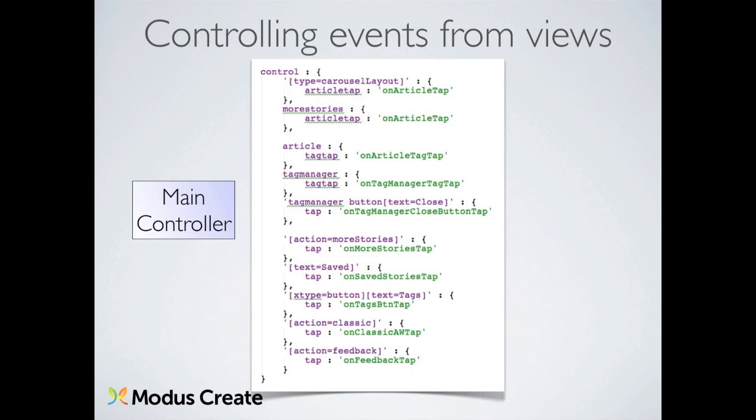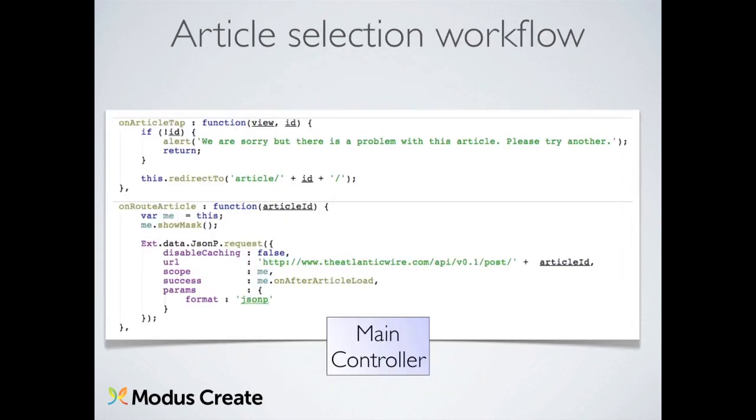And if you look towards the middle, you see this tag manager button text equals close. We're able to describe ancestry. So tag manager is a class who has a button as a child who has a text value of close. And when that tap event is fired on that component, call this large method called onTagManagerCloseButtonTap. Whew, that is a large word.